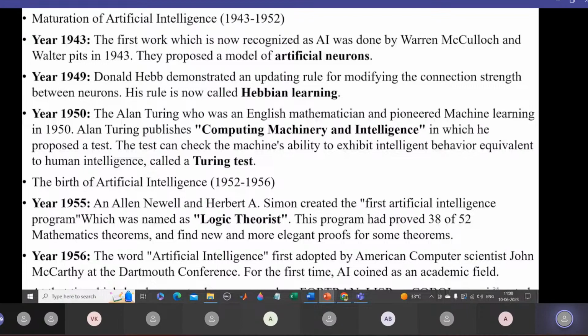So in 55, Allen Newell and Herbert Simon did the first artificial intelligence program. That is Logic Theorist. That was the name. 38 of 52 mathematical theorems it has proved, and they found new and more elegant proofs for some theorems. And in 56, the term artificial intelligence was first adopted by American computer scientist John McCarthy at the Dartmouth conference. Here, it was the first time AI was coined for the academic field.